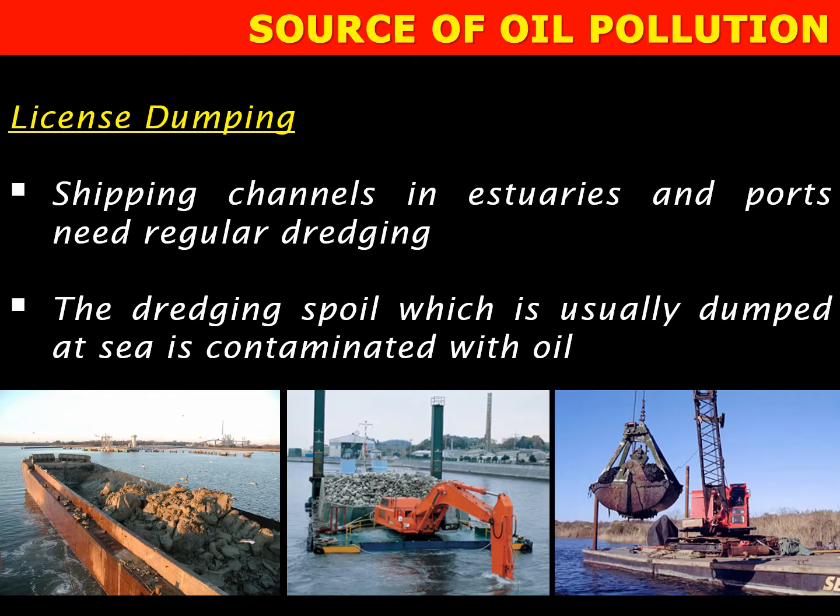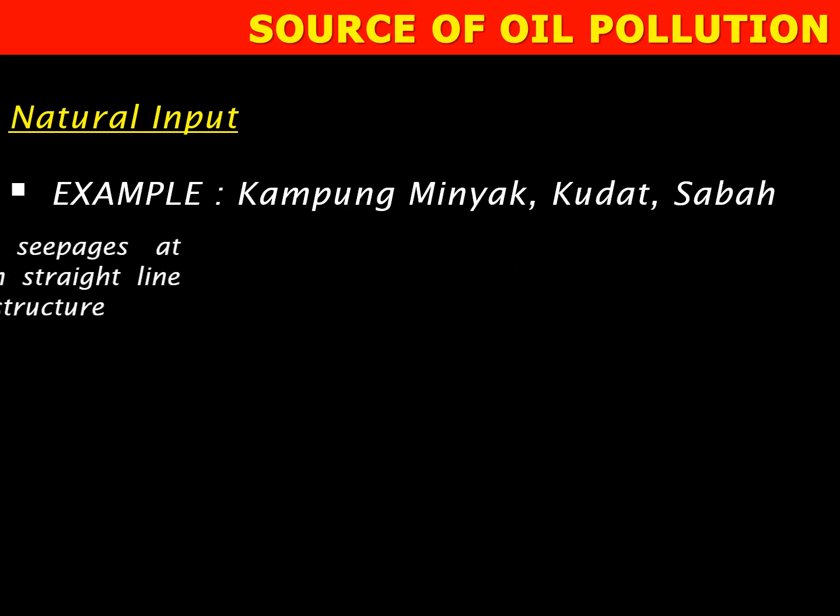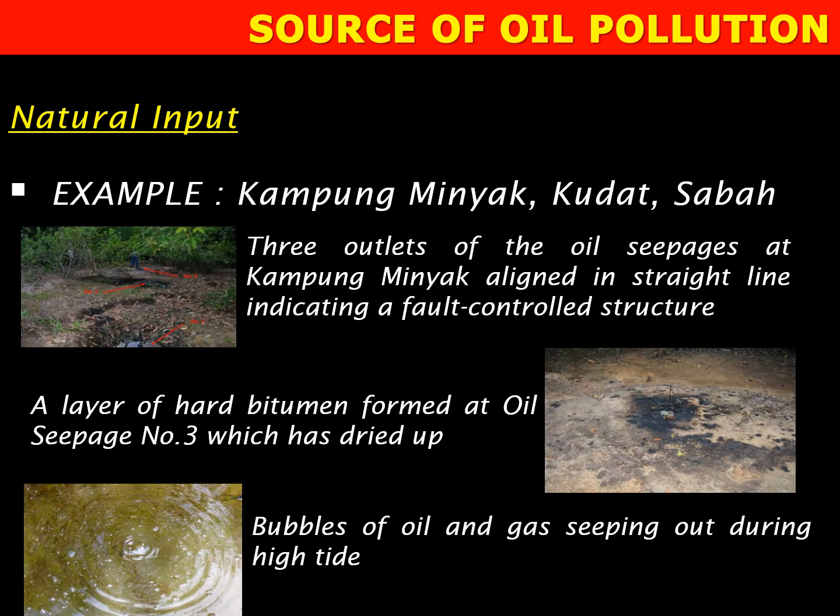License dumping. Shipping channels in estuaries and ports need regular dredging. The dredging spoil, which is usually dumped at sea, is contaminated with oil. Natural input. Natural sources, where oil deposits close to the Earth's surface seep out. Example, Kampung Minyak, Kudat, Sabah. Three outlets of the oil seepages at Kampung Minyak are aligned in a straight line, indicating a fault-controlled structure.